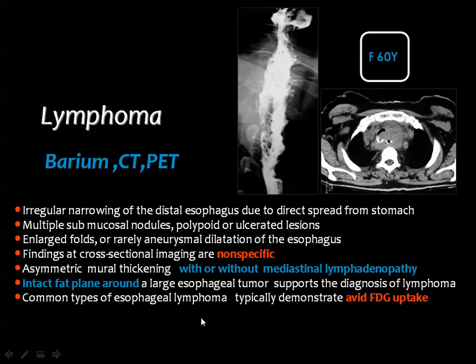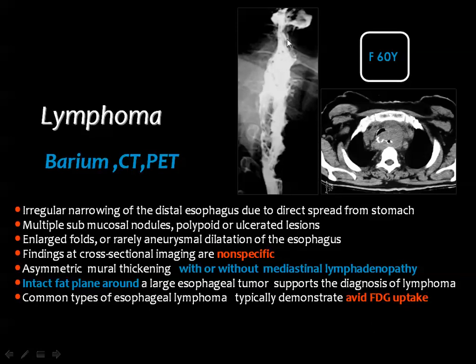Lymphoma characteristically involves a good segment of the esophagus. It has a predominantly submucosal spread, but many times the appearance of lymphoma is relatively non-specific, and it cannot be easily differentiated from the carcinoma of the esophagus.